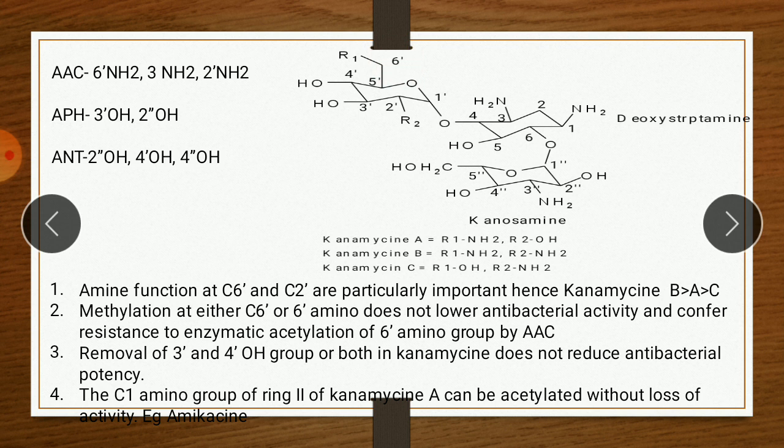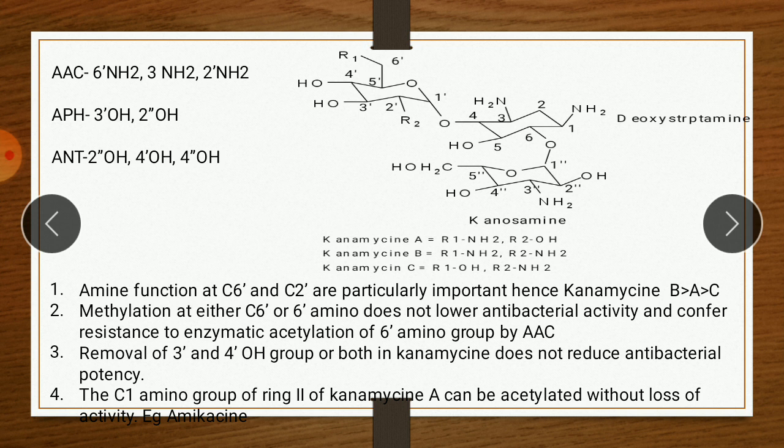And the amine group, that is when R1 equals amino group, then there is no lower activity, but it gives the advantage that it is resistant to enzymatic acetylation of the 6 amino group by AAC. So it is an enzyme, AAC. AAC means aminoglycoside acetyl transferase. So it is an enzyme.